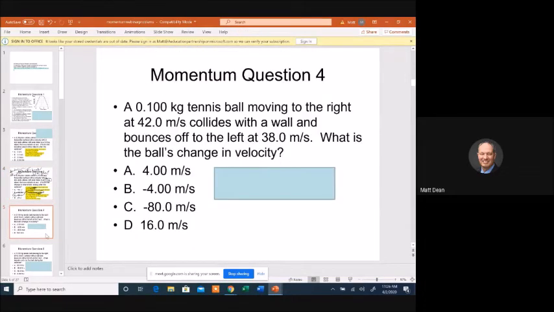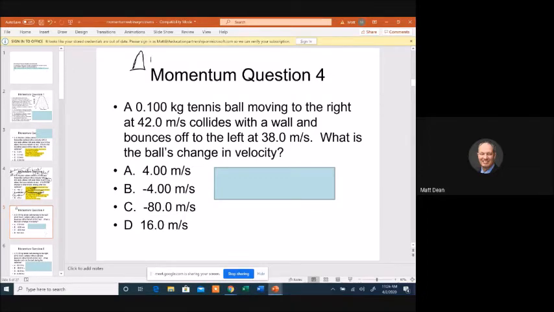All right, here's question 4. And this one's tricky. My students over the years have always missed this question. A 0.1 kilogram tennis ball moving to the right at 42 meters per second collides with a wall and bounces off to the left at 38 meters per second. What is the ball's change in velocity?